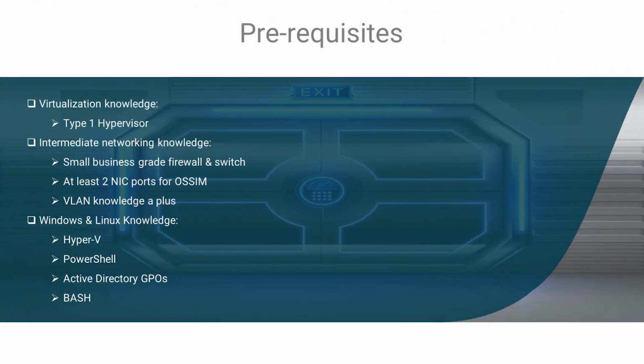As for prerequisites to this course, virtualization knowledge will be extremely helpful. If you're more comfortable with another hypervisor, I will be using terms that should be transferable. If you have a dedicated machine for your OSSIM appliance, great, but it's not required. Next, intermediate knowledge of networking will be needed. It is recommended to have a management network separate from your main data network, but I'll be setting this up on a mostly flat network with a VLAN for guest Wi-Fi.